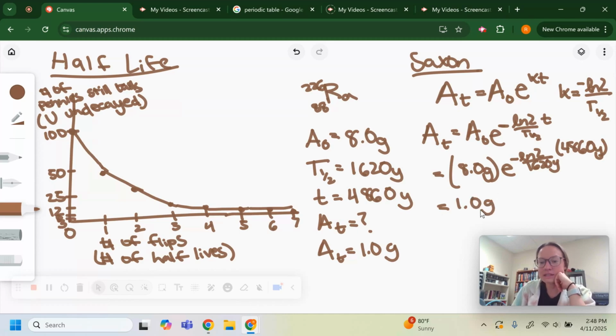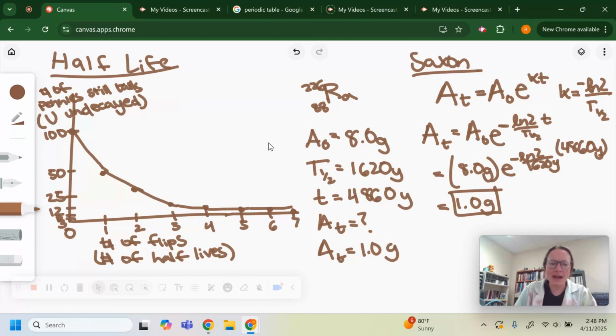Both of those ways are totally great. On a test, you could use either one. Go ahead and try both types on your homework tonight and see which one you like more. That is a little bit on half-lives and how to use half-lives to find the amount that's remaining.